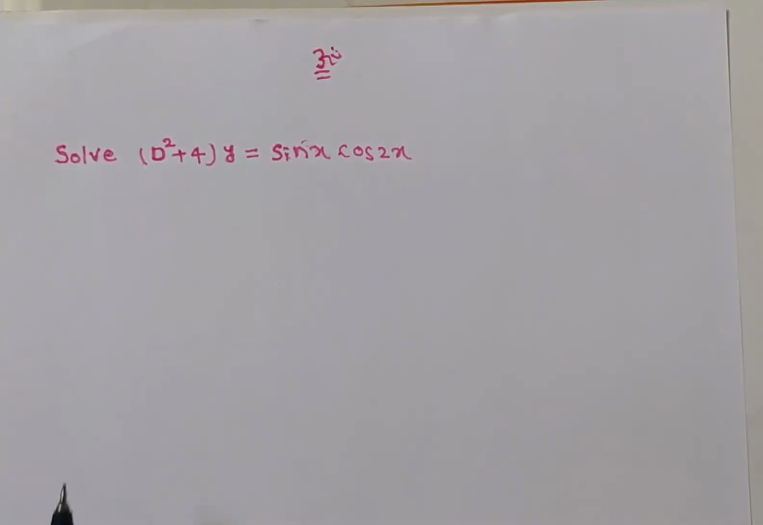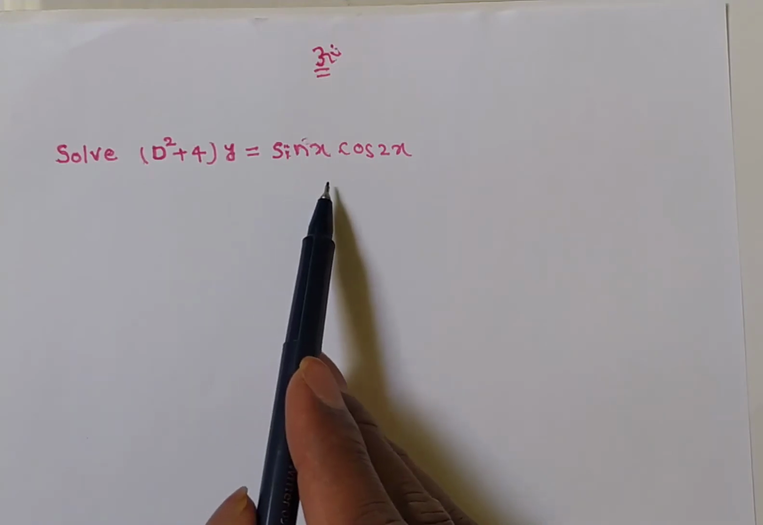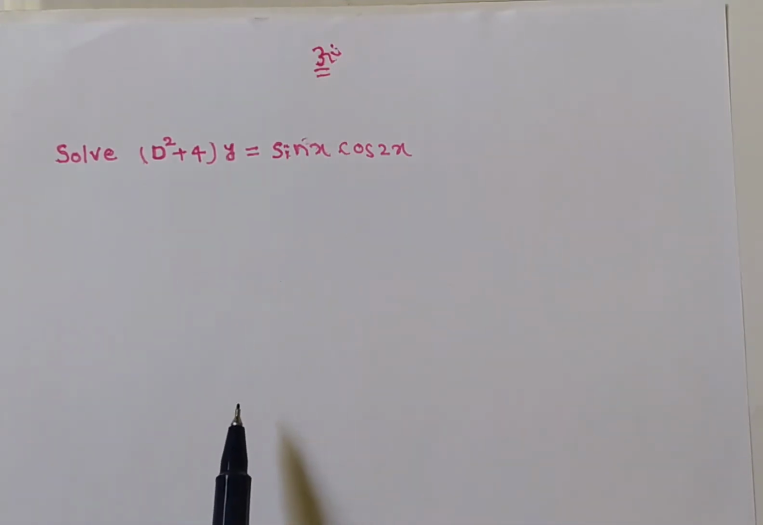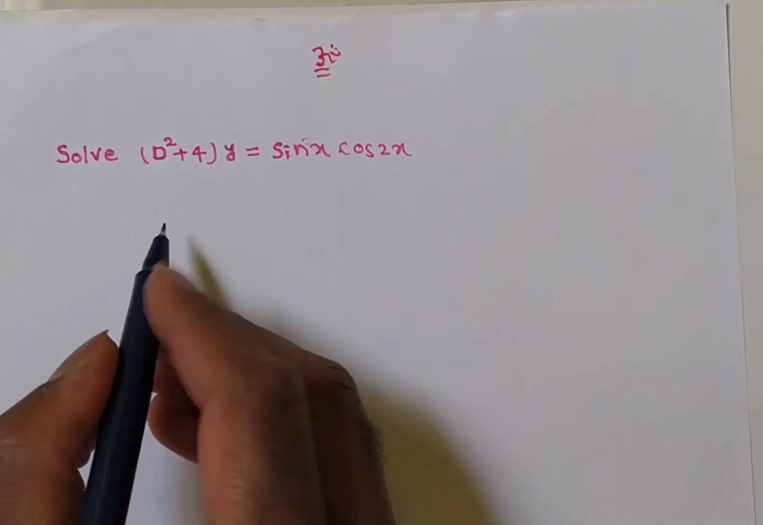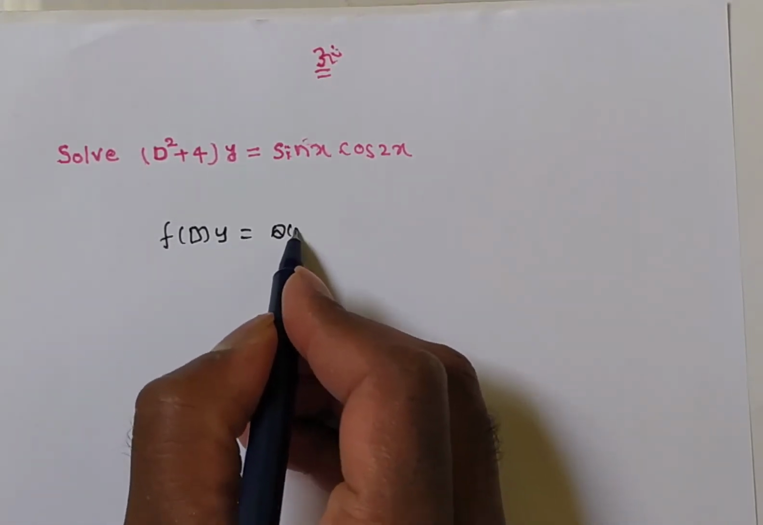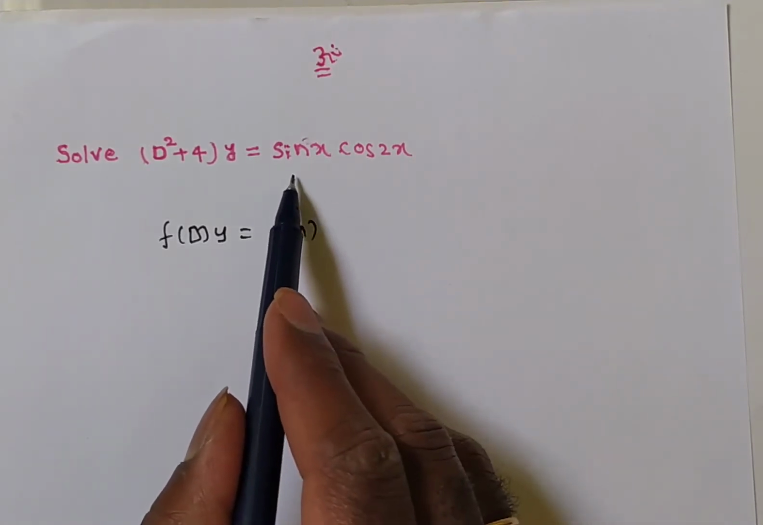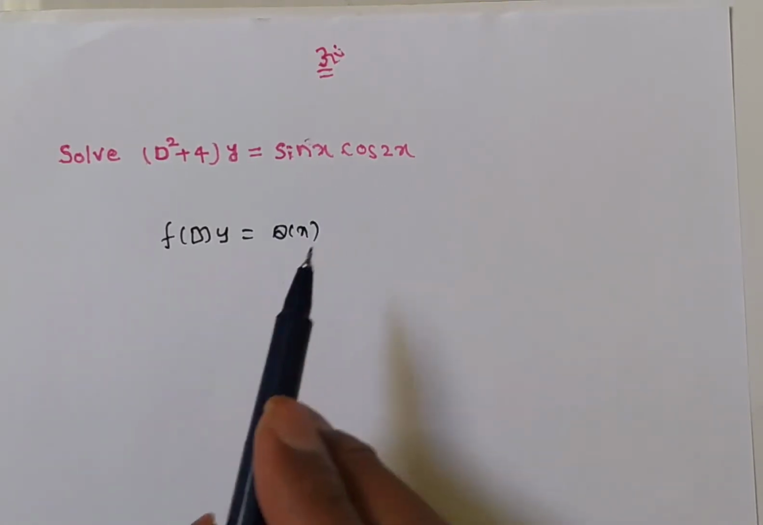The problem is to solve (D² + 4)y = sin x cos 2x. Now you observe, this is in the form f(D)y = Q(x). Yes or no? Now what is Q(x) here? Q(x) is here sin x cos 2x.